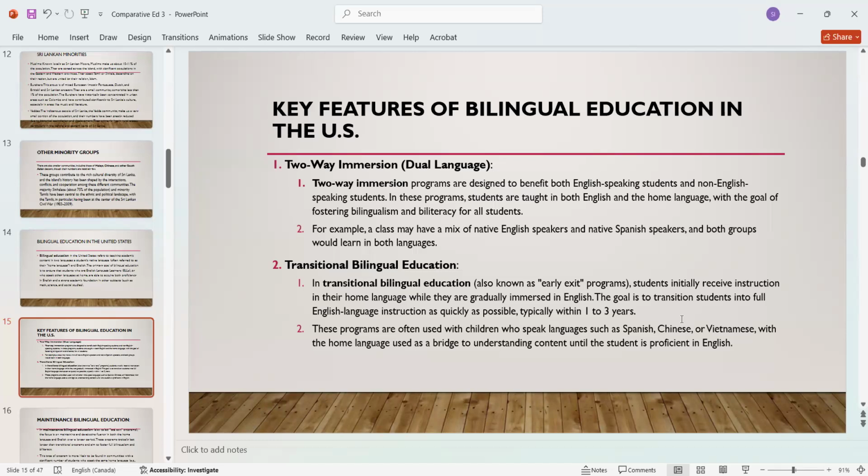In the US also, they are doing transitional bilingual education, but they are saying within 1 to 3 years. But in Sri Lanka, they are not giving that much time, only 1 semester or 2 semesters. And they will give the exam papers in 2 languages, mother tongue and English. But anyway, they have to answer in English. So these programs are often used with children who speak different languages, mother tongue, to familiarize.